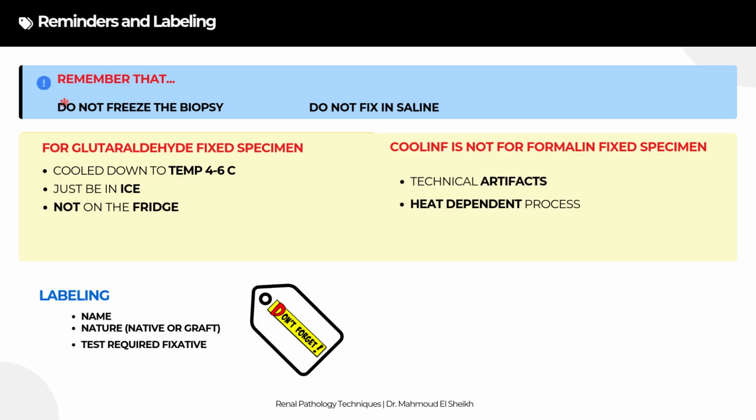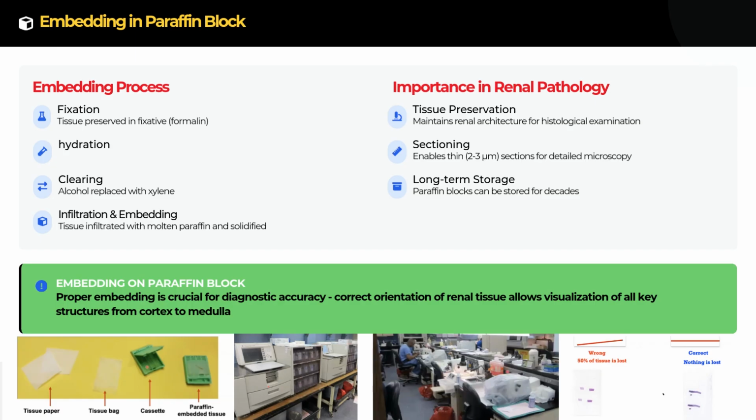Don't mess up labeling of the specimen with the name and nature of the specimen. Is it native or graft, and what test is required for the fixative? For light microscopy, the sample is first wrapped in tissue paper, then placed in a tissue bag, then inserted into a cassette. From there, it's processed and embedded in paraffin and sectioned at the cutting station.